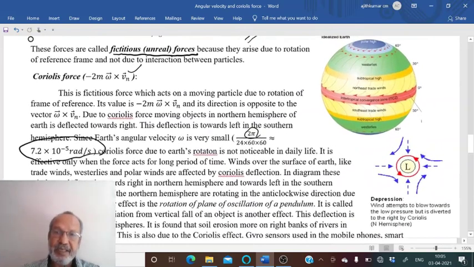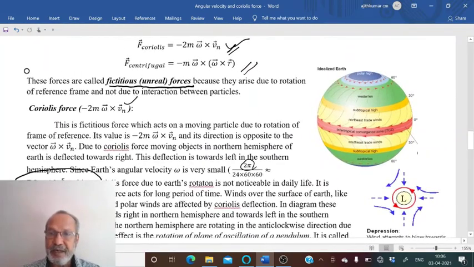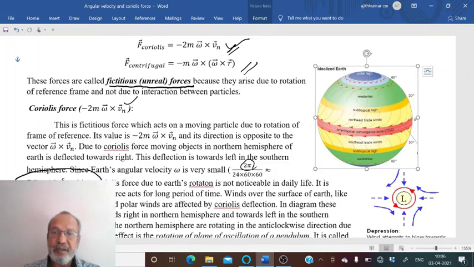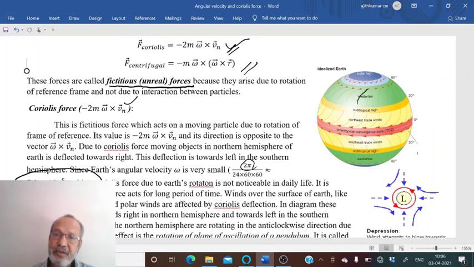Here you can see in this diagram, there are different types of winds here. Northeast trade wind, southeast trade wind. The direction of Coriolis force in the northern hemisphere is towards the right hand side. So if the particle is moving in this direction, the deflection is towards right. So that is why these winds are turning towards right when it is going in the up direction, and when it is going in the down direction also, it is turning towards the right.